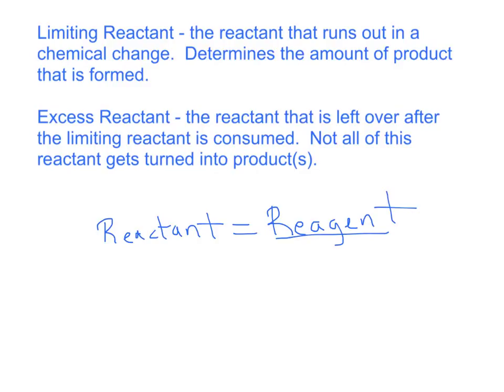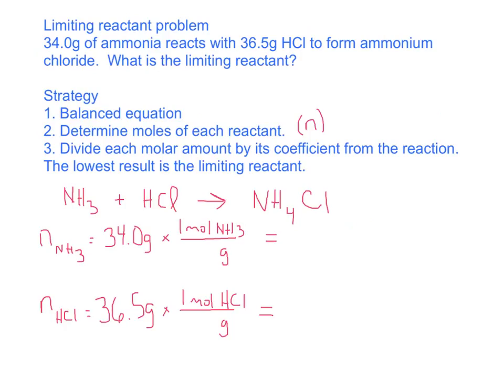All right. Let's hit an example problem now. So here's a typical limiting reactant problem. You have 34 grams of ammonia reacting with 36.5 grams of hydrochloric acid to form ammonium chloride. That would, of course, be a synthesis reaction, and you're asked to determine the limiting reactant. I want you to pay attention to the strategy, because we're going to show you this strategy, and then we're going to show you an alternate strategy. And also write it down, of course.